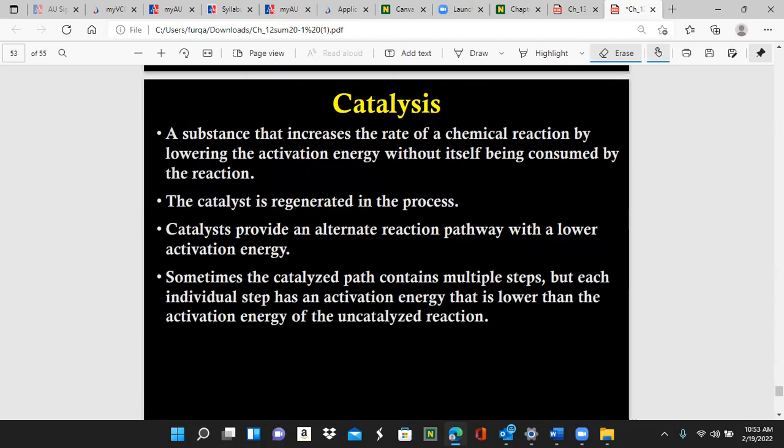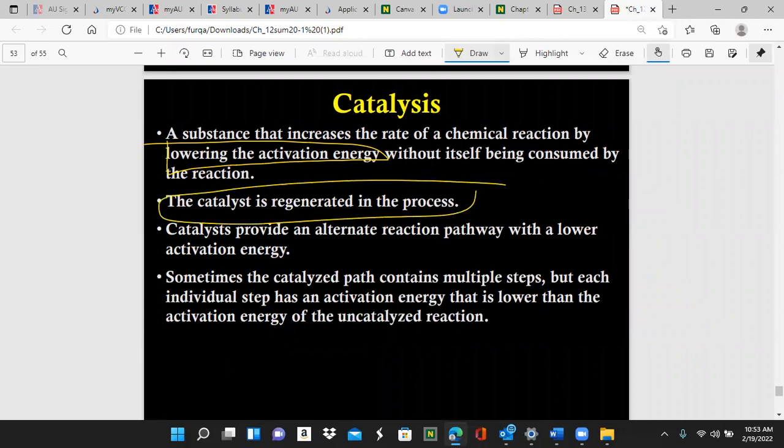So catalyst: a substance that increases the rate of chemical reaction by lowering the activation energy. So it's simply lowering the activation energy without itself being consumed. So it's inert. It never takes part in the chemical reaction. The good part is it can always regenerate and you can reuse the catalyst.